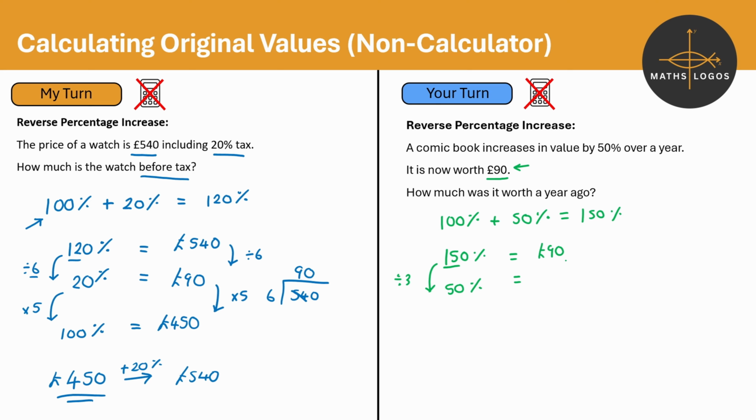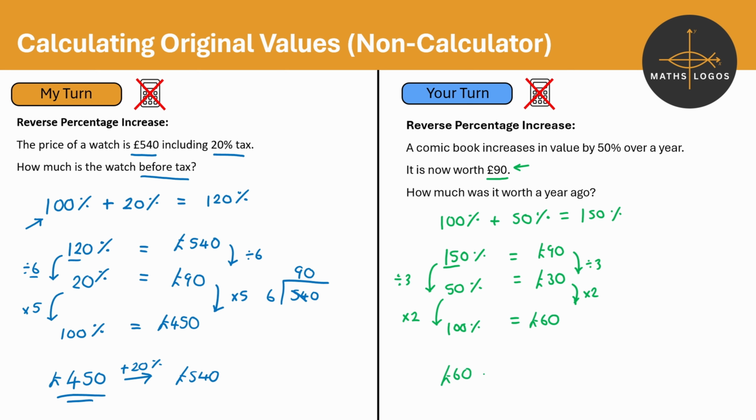I'm going to do the same thing to the £90. I'll divide it by 3 as well. 9 divided by 3 is 3, so 90 divided by 3 is 30. If 50% is 30, I want to work out 100%. I multiply by 2. And I'll multiply the £30 by 2. So 100% is £60.